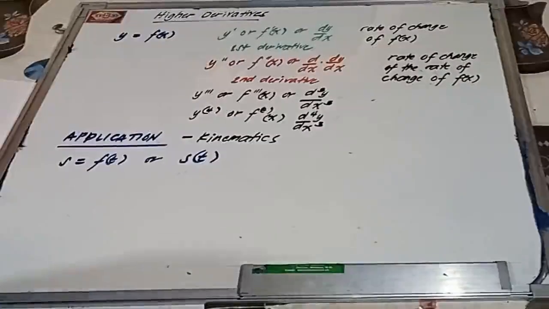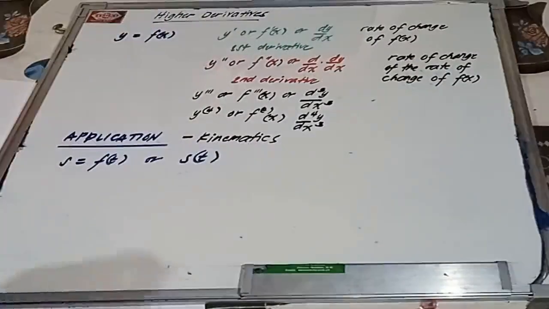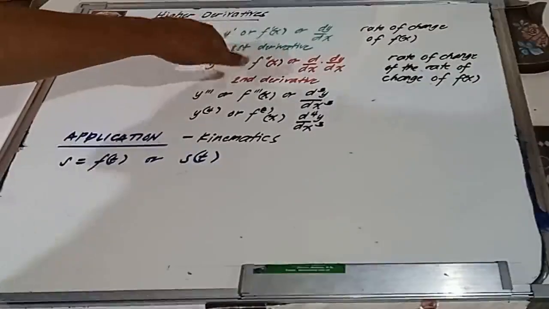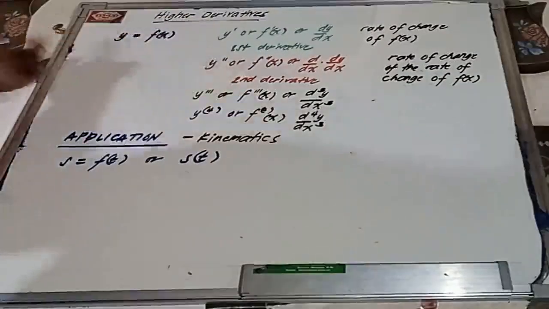Okay, good day. So in this video, you're going to learn higher derivatives. Ito yung tinatawag nating derivative of a derivative. Okay, so let us consider the function y equals f of x. If we want to determine the first derivative, the symbol that we're going to use is either y prime or f prime of x or just simply dy over dx. And that is already the first derivative of the function.